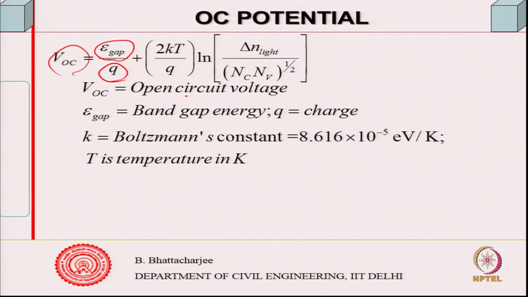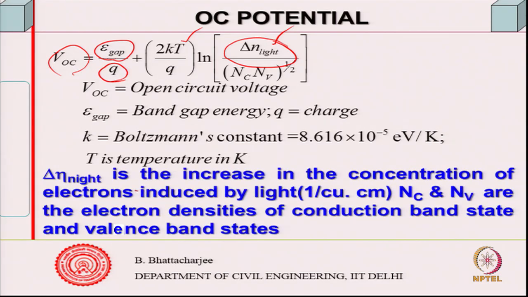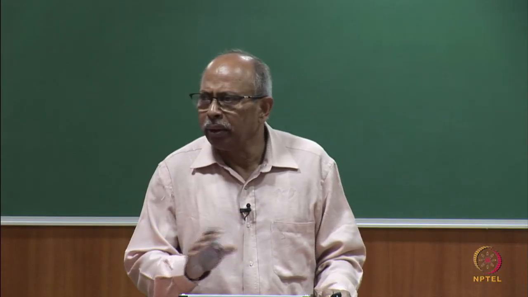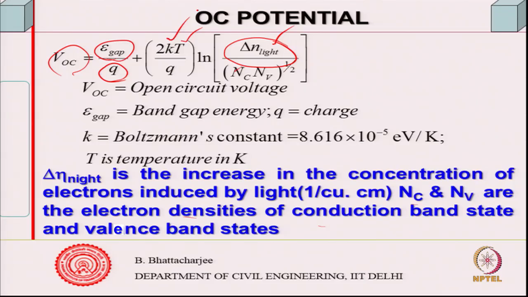Second part is related to basically the temperature and the light that is falling in. So, this is the increase in the concentration of electrons induced by light. So, the number of electrons that jump, or the concentration changes, and NC and NV are electron densities of the conduction band and valence band respectively. In fact, this is related to probability. I do not think I am going to go into that, and this is the Boltzmann constant in electron volt.